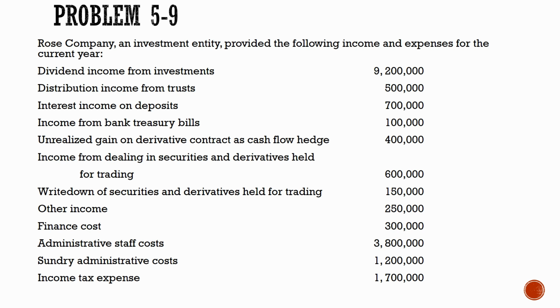Before we proceed to our solution, ay define ko muna kung ano yung OIC or other comprehensive income para mas madali nating maintindihan ang solution. OIC comprises items of income and expense including reclassification adjustments that are not recognized in profit or loss as permitted by PFRS. In short, ito daw ay mga income and expenses na hindi nire-recognize sa ating profit or loss account.